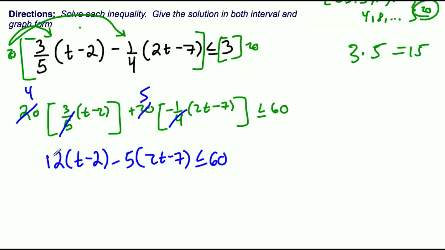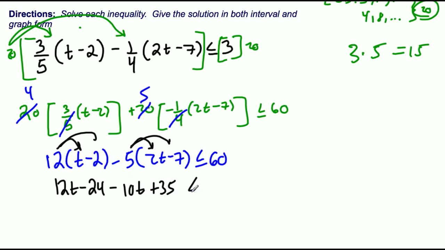Okay, so now we have to do the distributive property and all that other kind of nerdiness, and then we should be good here. So 12 times t, 12 times negative 2, so 12t minus 24, negative 5 times 2t, negative 5 times negative 7, so that's minus 10t, and then plus 35, less than or equal to 60. Let's see, I can combine 12t and negative 10t. It gives us 2t. I can combine negative 24 and 35, and that gives us 11.